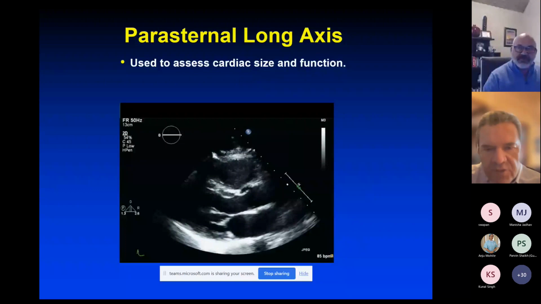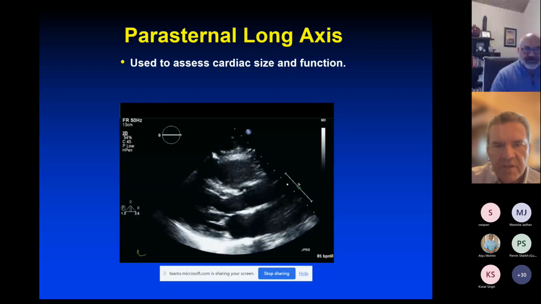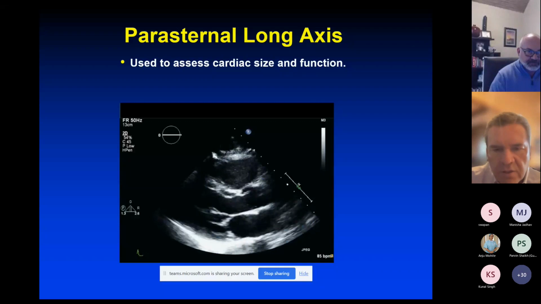And so we would like you to start the study with the parasternal long axis view. And so that's going to help us assess cardiac size and function. It'll help us get an overall assessment of left ventricular ejection fraction. We can also get an idea of relative sizes of the right ventricle, aortic root, and the left atrium.